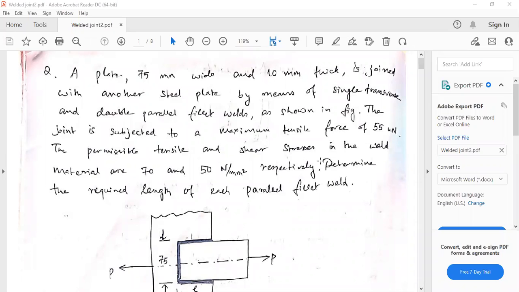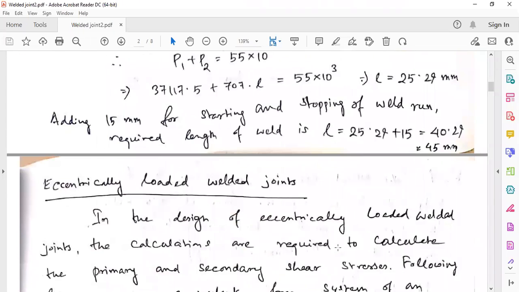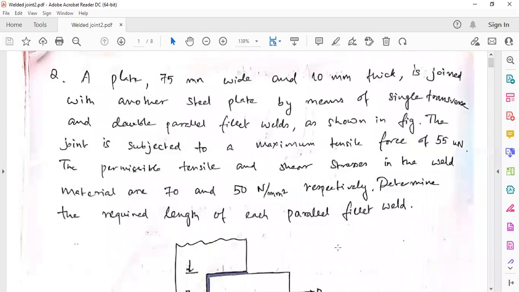Hello students. So this is an explanation of the parts that was given to you. Here, this part of the problem, we have seen some of the problems, the theory part of welded joint.